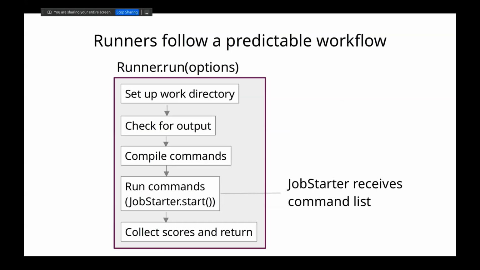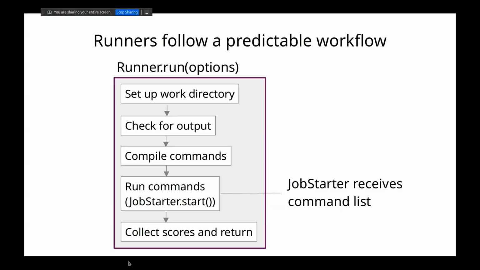Then after this, we compile the commands, and these commands are sent to the JobStarter. By isolating this job execution, you really don't need to worry about how you're going to run your tool on the system. The JobStarter just needs to be an object that can execute commands, and your runner just needs to compile these commands that will be executed.